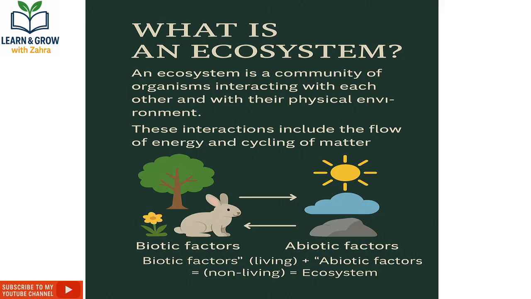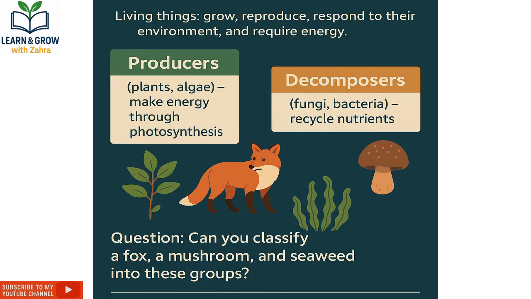Okay, this is where it gets really cool, I think. Let's zoom in on the living parts first, the biotic factors. The stars of the show. These are the things that grow, reproduce, react to stuff, and they all need energy, right? Correct. So we can sort them into three main groups based on how they get that energy. Okay, challenge for you listening. Think about a fox, a mushroom, and maybe some seaweed. How do they get their energy? What group would they fit in? Good question. It forces you to think about their role.